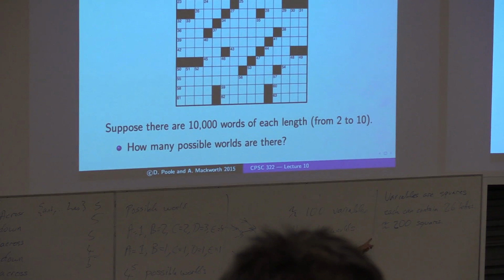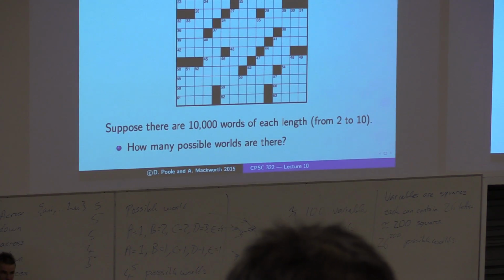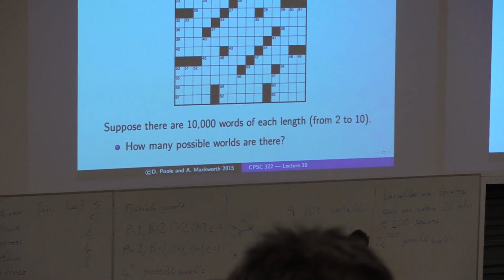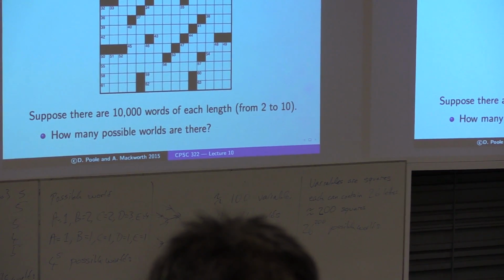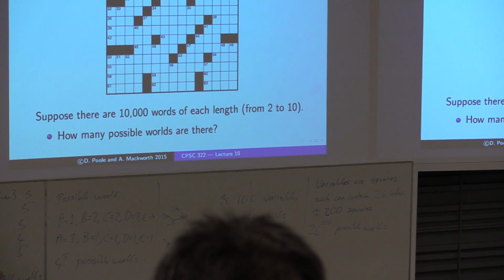How many possible worlds are there here? 26 to the 200 possible worlds, right? All of these are getting to be ridiculously big numbers. Does that make sense? All right, good.